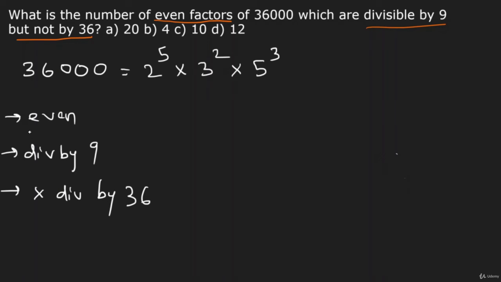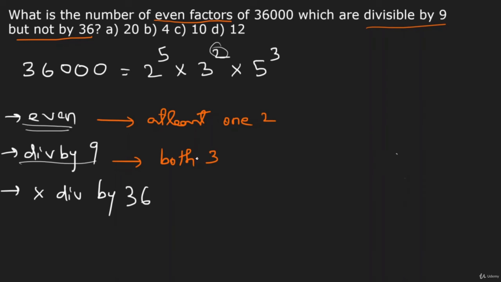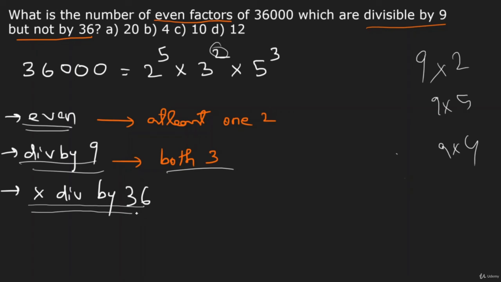Now because the factors have to be even, the factor should have at least 1 two. At least 1 two should be taken into consideration when we make the factor. That is, it should not be an odd factor. Now it should be divisible by 9, therefore we have to take both the 3's. We have 2 threes available, we have to take both, because only then it will be divisible by 9. If you take both the 3's, you're getting 9, and 9 into any multiple, 9 into 2 or 9 into 5 or 9 into 4, any of these will be divisible by 9, and therefore we have to take both the 3's. And it's mentioned it should not be divisible by 36.